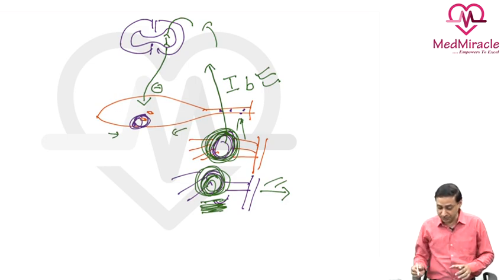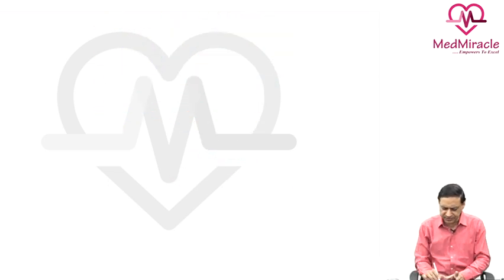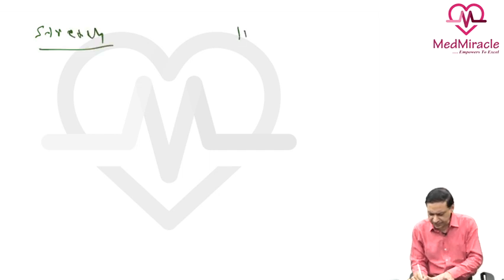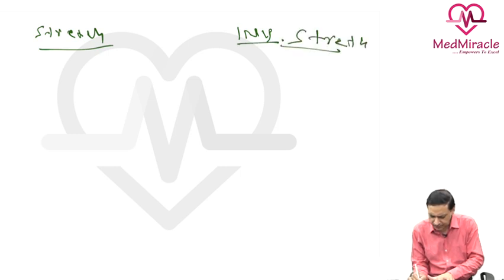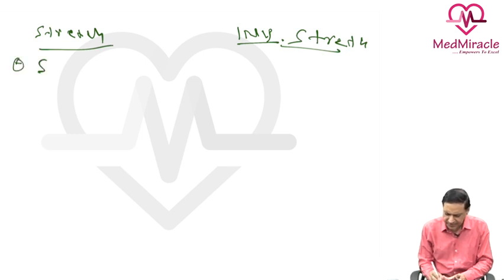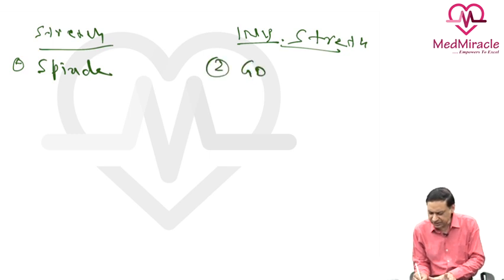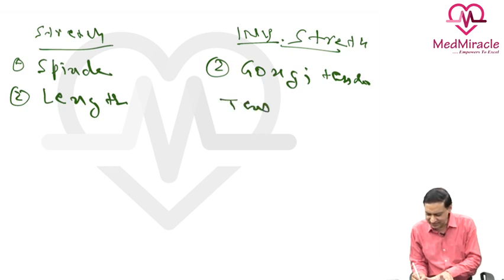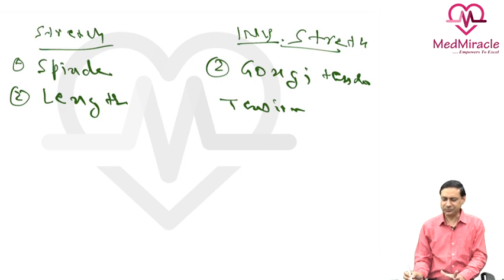If I try to summarize the differences: this is the stretch reflex, and then we have the inverse stretch reflex. What is the difference? This is mediated through the spindle, and this is mediated through the Golgi tendon organ. This is a length sensor. This is a tension sensor.